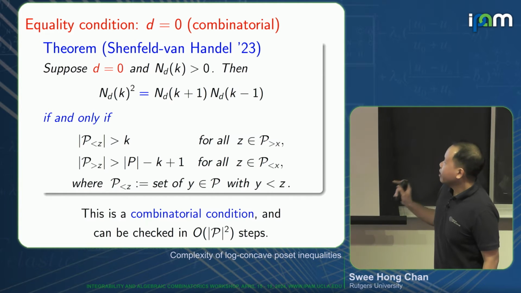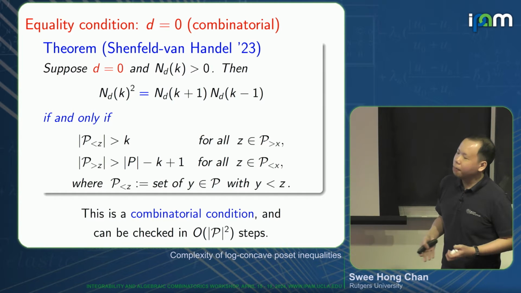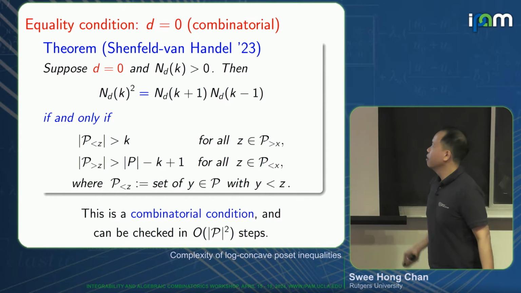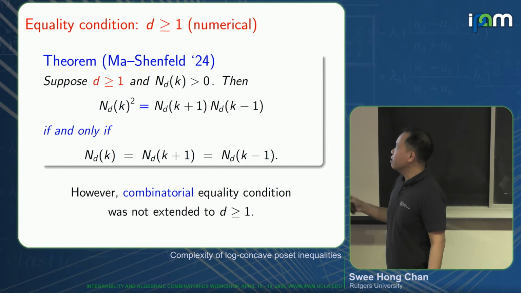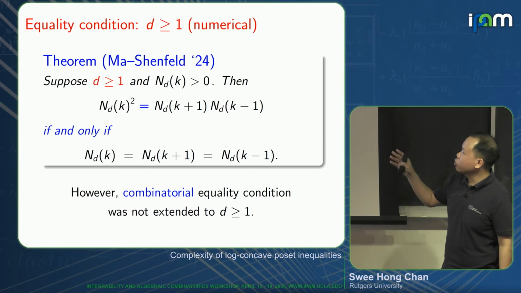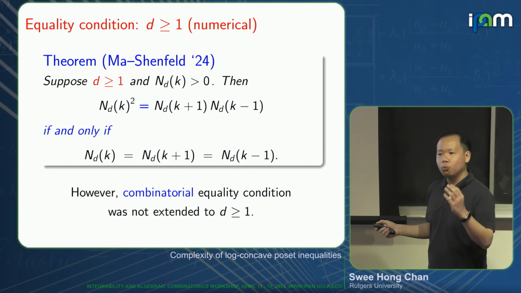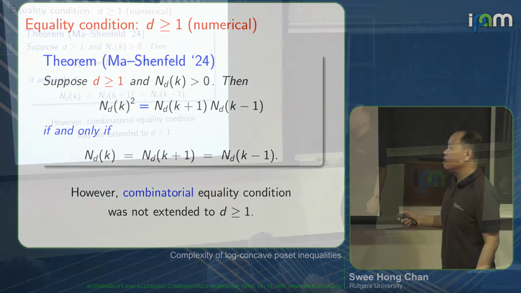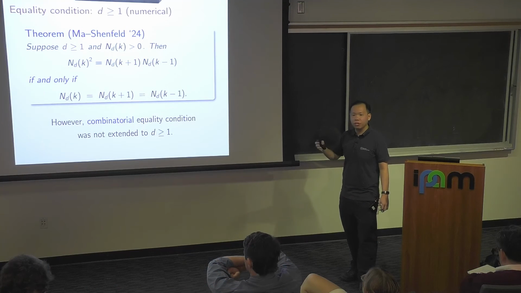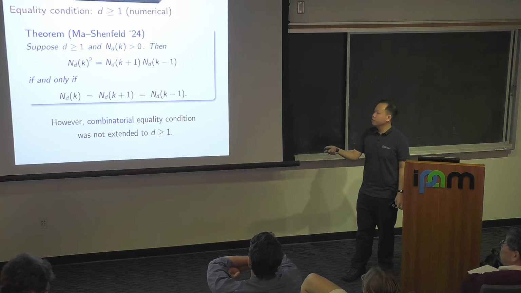Now, this is the case for d equals 0. And then it's very natural to ask, what happens for d greater than or equal to 1? Well, in the follow-up work next year by Ma and Shenfeld, Ma is the student of Shenfeld at MIT, they proved that for d greater than or equal to 1, the numerical condition that comes from the previous work with Shenfeld and Van Handel still holds. That this inequality can only be an equality if and only if these three numbers are equal to each other.